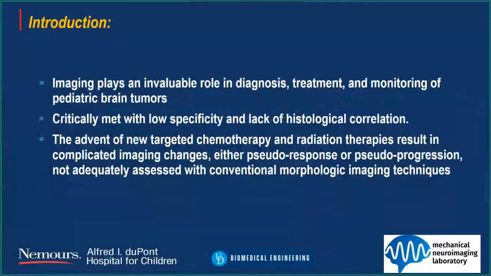And imaging plays a very valuable role in not only diagnosis, but treatment as well as monitoring of patients with pediatric brain tumors. One of the major drawbacks of imaging is it has low specificity, as well as there is no good histological correlation. Additionally, the advent of newer targeted chemotherapies and radiation therapies have resulted in very complicated imaging findings, such as pseudo-response or pseudo-progression, which are not adequately assessed with conventional morphologic imaging techniques such as MRI. This creates the need for newer sensitive imaging technologies.